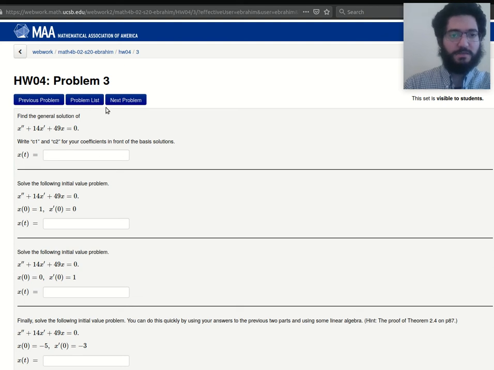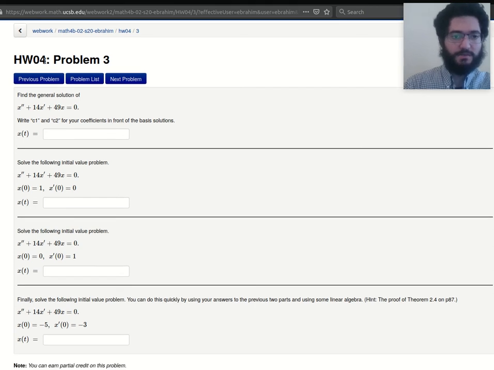Okay, so I picked an example out of WebWork here. Homework 4 problem 3 is going to be the one that has the repeated roots. And it's the same question as the previous ones, basically just with a different differential equation. Find the general solution of this differential equation, but this time, as you might guess from 14 being 2 times 7 and 49 being 7 squared, this is one that has repeated roots.